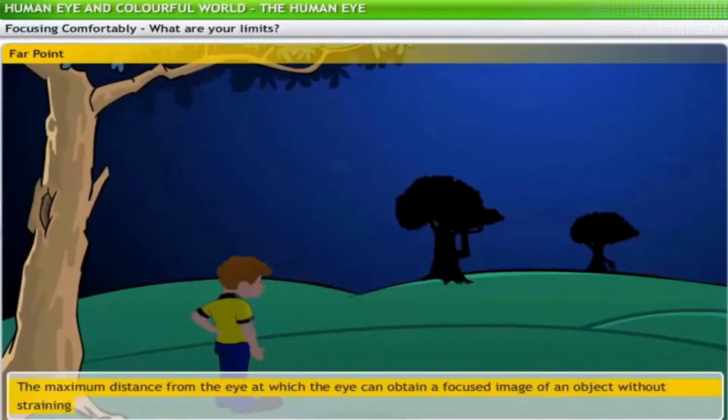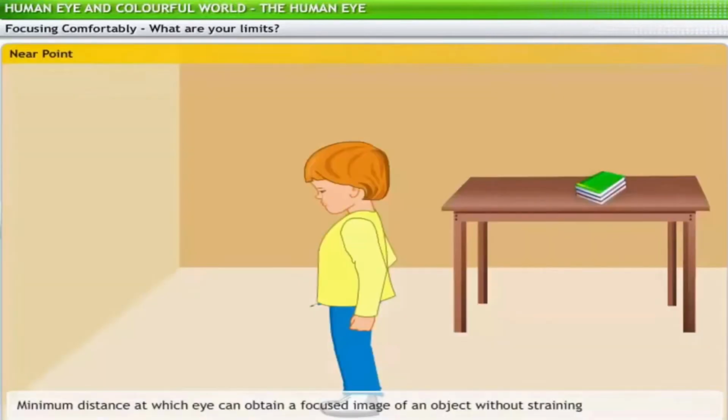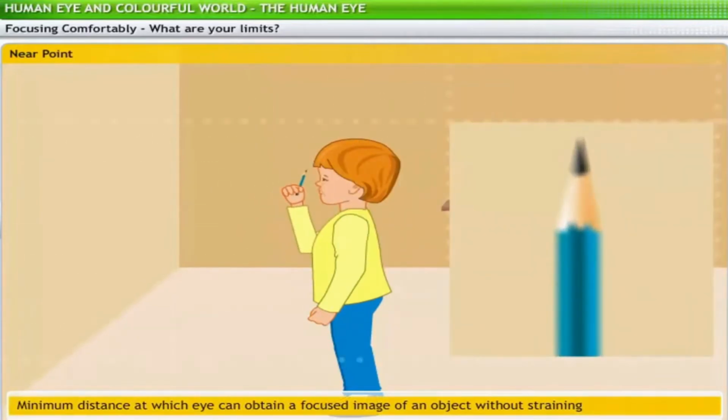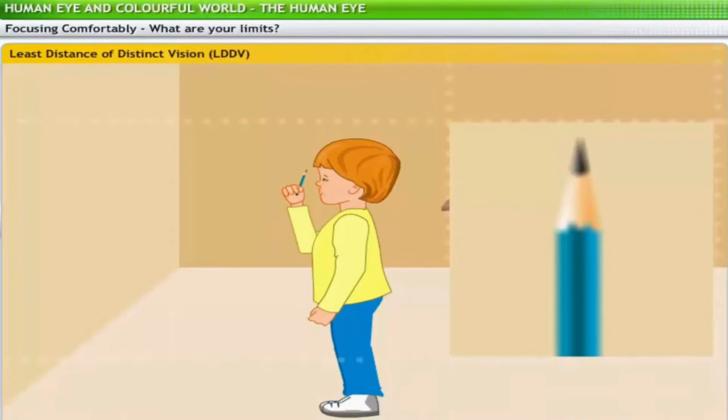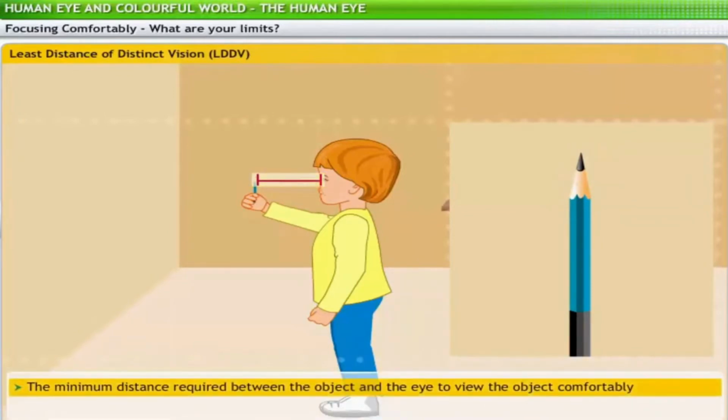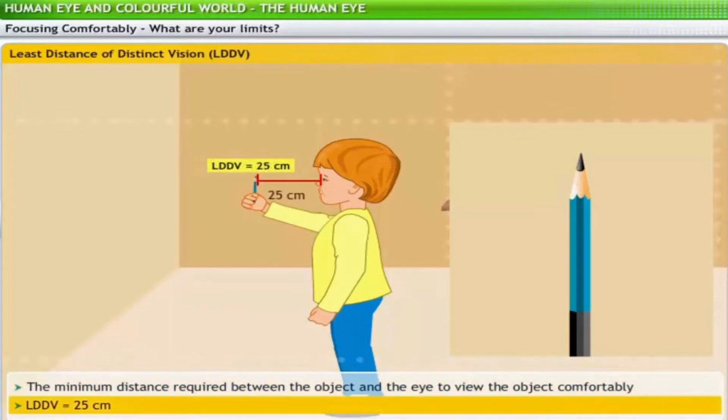Far point is the maximum distance from the eye at which the eye can obtain a focused image of an object without straining. Similarly, near point is the minimum distance at which eye can obtain a focused image of an object without straining. This means that to view an object clearly, a minimum distance of the object from the eye should be ensured. This minimum distance required between the object and the eye to view the object comfortably is called the least distance of distinct vision. For a normal healthy eye, the least distance of distinct vision is 25 centimeters.